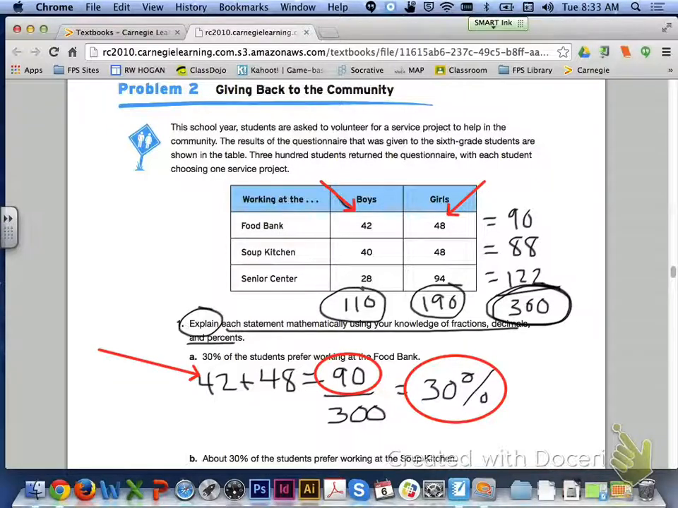So that is how you need to use the table and all of the information in the table to answer the rest of the questions for number 1. So go ahead and do letter B through letter H on page 423.